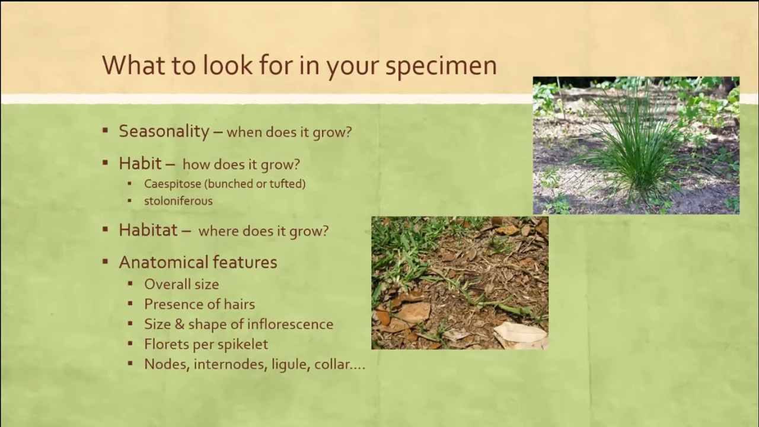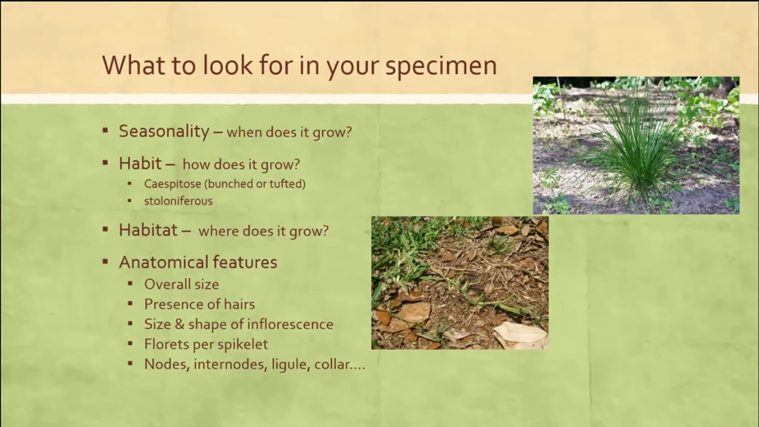So that would be something that you could put in the notes in iNaturalist. Maybe you didn't get a good photo, but you could say that you observed that there were a lot of hairs maybe on the leaf. And then the size and shape of the inflorescence or the flowering stalk is very helpful as well. Again, this is the part of the grass that will be the most informative in making your ID.